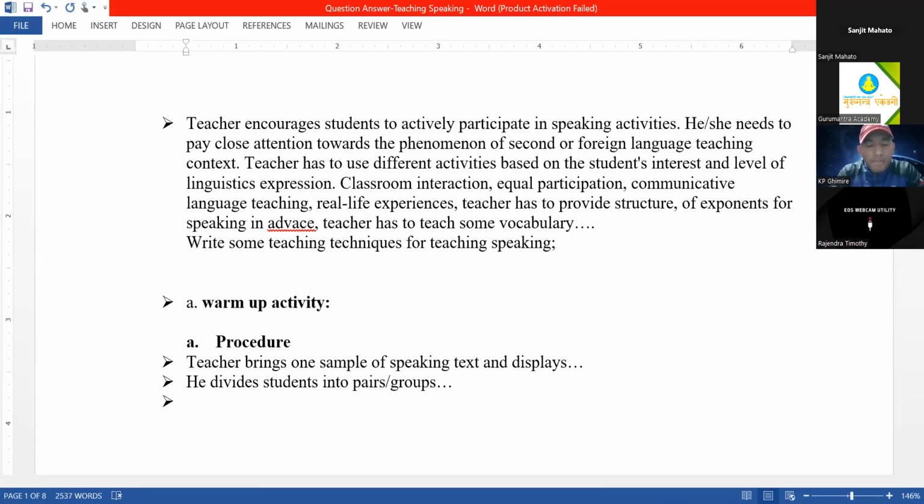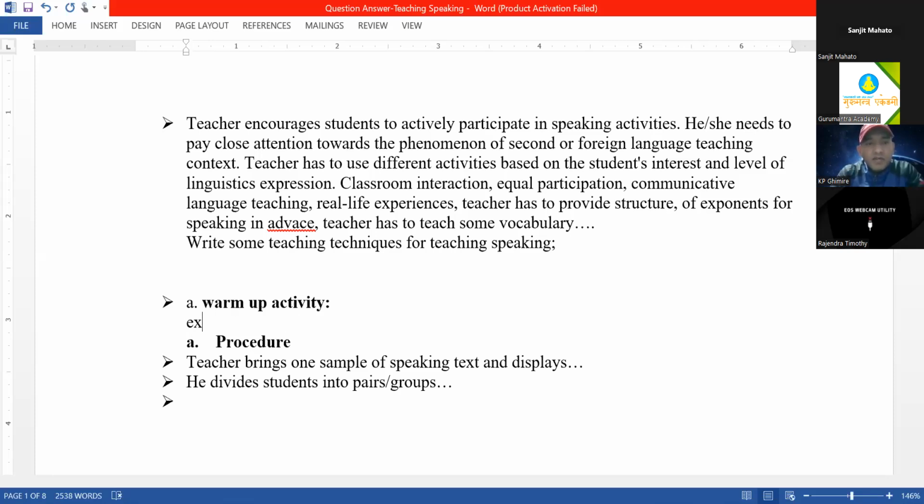So, for example, it's all about expressing ability. Expressing ability, if it is, we can write anyone. I mean, we do not write this one.